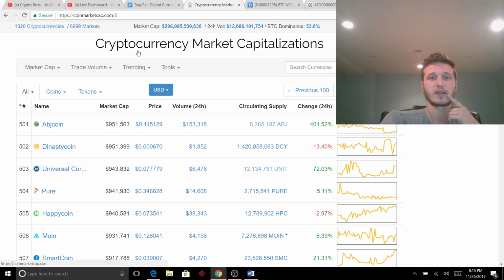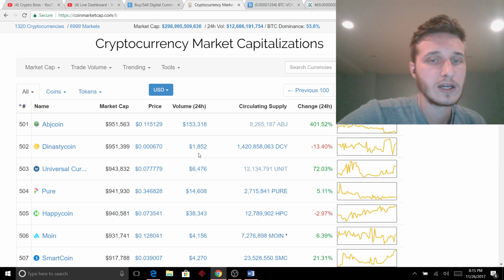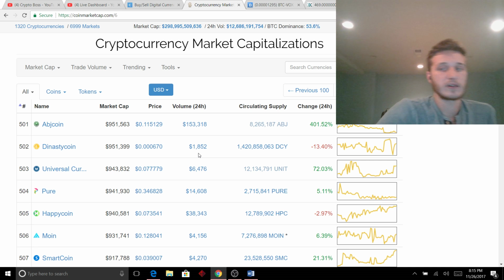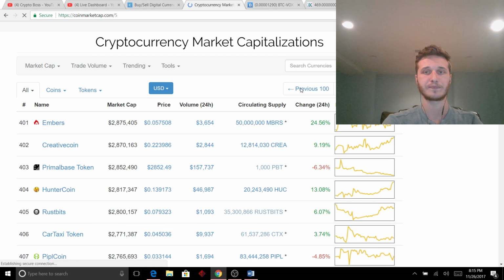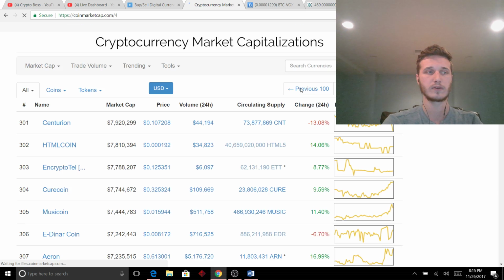So always check the trade volume of a coin before you get into it. And if it's this low, I wouldn't put more than $5 into a coin with less than $2,000 24-hour trade volume. That's ridiculously low.